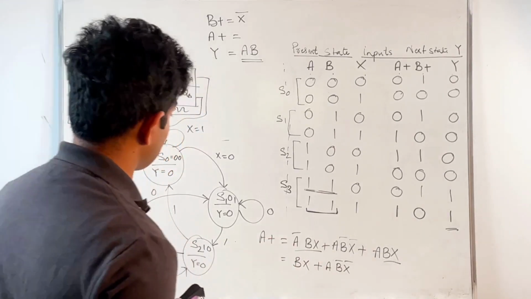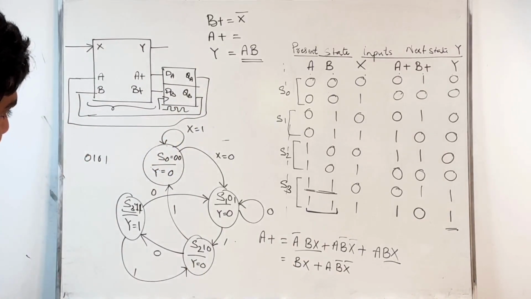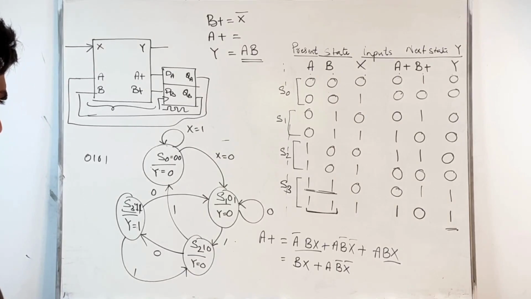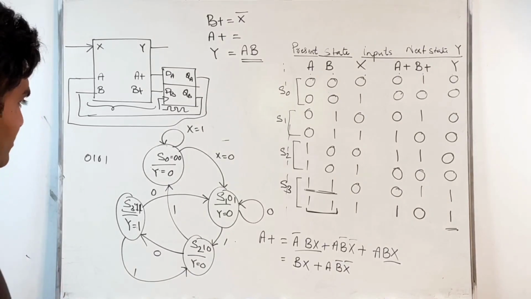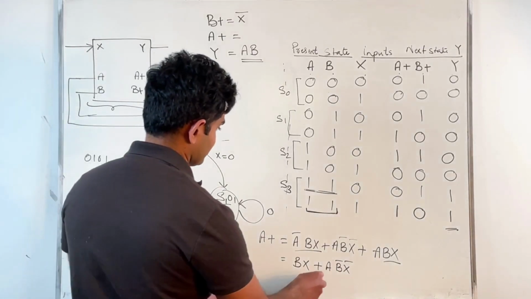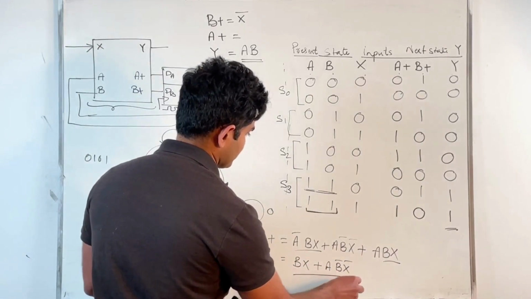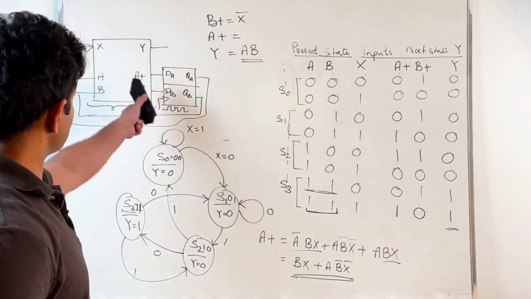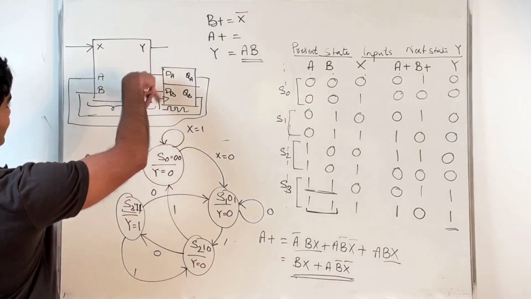Okay, so that's BX plus AB'X'. Can I simplify it any further? I guess that's it. So this is what I have for A plus. Now you should know how to get back to this, because we're designing this, right?